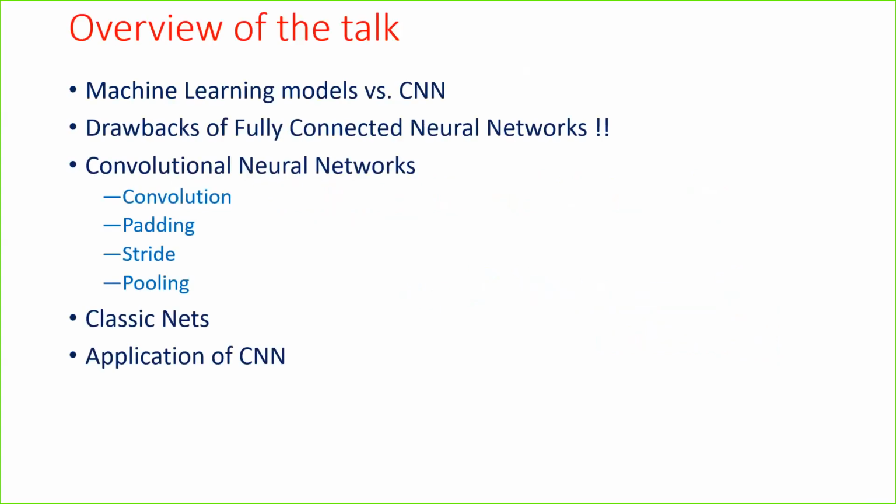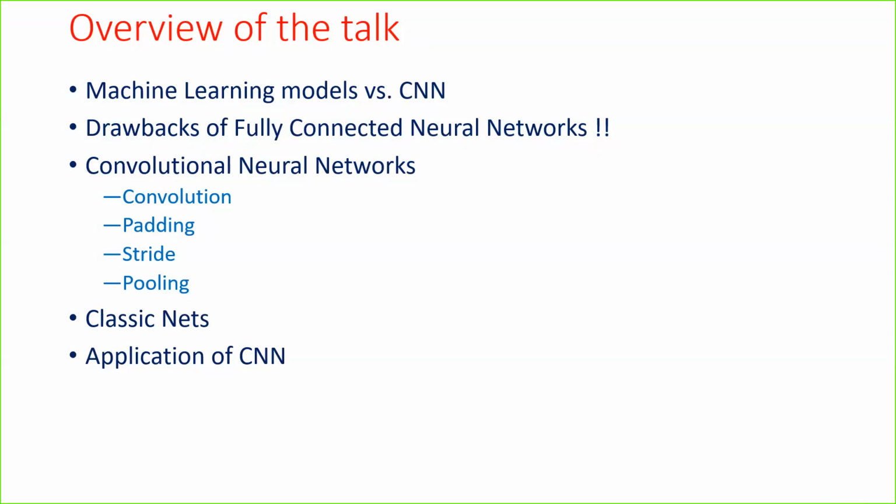In this session, we're going to deal with machine learning models versus the convolutional neural network, and then the drawbacks of the fully connected neural network that we had discussed in the previous session, yesterday's session. So what is the drawback of the fully connected neural network? Then we'll discuss the foundational concepts of the convolutional neural network: convolution, padding, stride, pooling, etc. We'll also go through some of the classic nets and applications of CNN. So this is the agenda for this session. All right, so let us start the session.